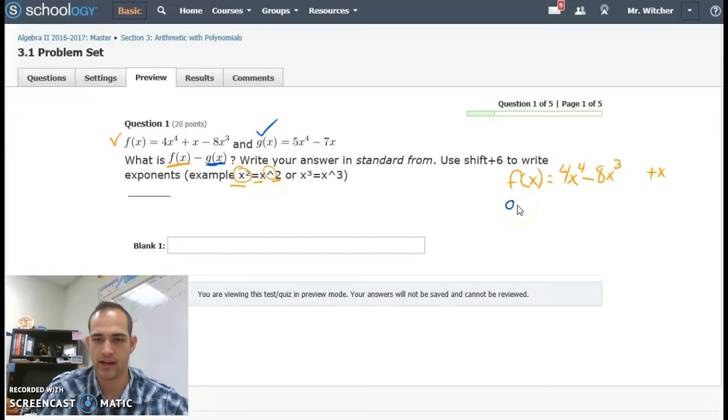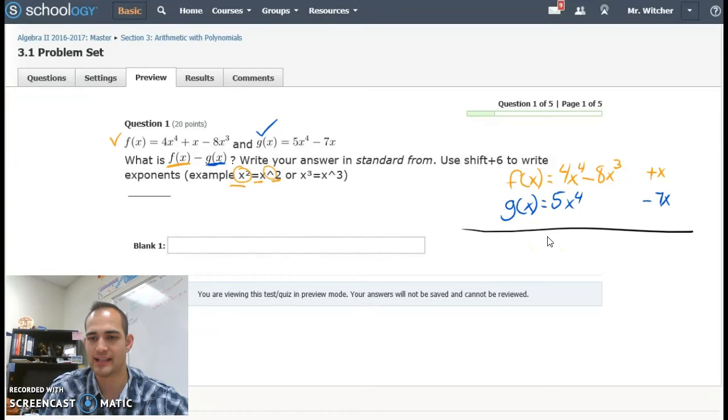Now I'll write my g of x. Again, I'll start with the largest, so 5x to the fourth. I don't have an x cubed. I don't have an x squared. Then I have minus 7x. At this point, I can go ahead and I can subtract these two functions using vertical subtraction, like you would use if you were doing 56 minus 3, right? You would just do it vertically.